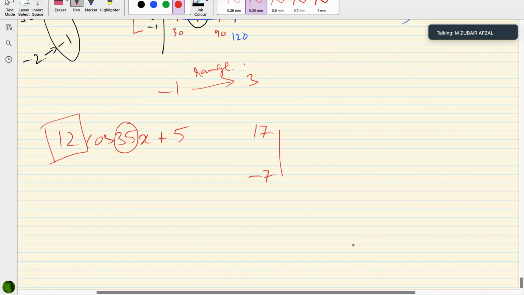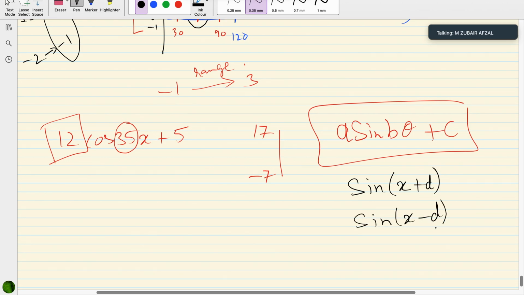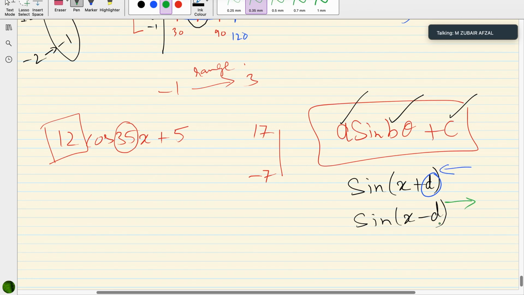Now there is the last part which we skipped. That was a sine b theta plus c. Now I'm introducing another number and writing it as, suppose, sine x plus d or sine x minus d. Now this plus d and minus d, a was the amplitude, b was the number of cycles in 360, c means the displacement, the graph moves upwards or downwards. This d right here would mean that the graph moves left or right. If it is positive, the graph moves left. If it is negative, the graph moves right.